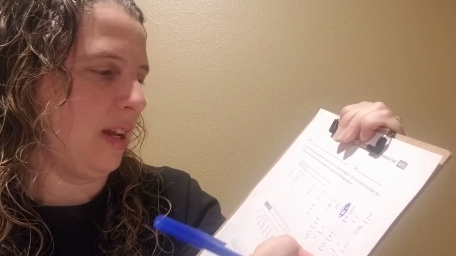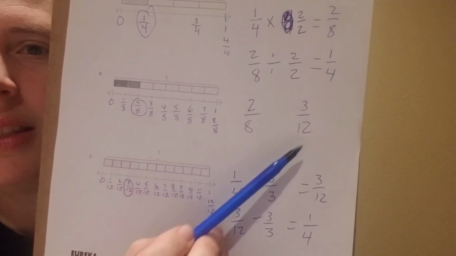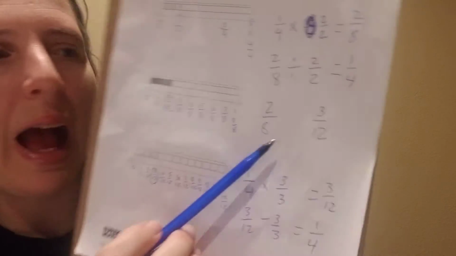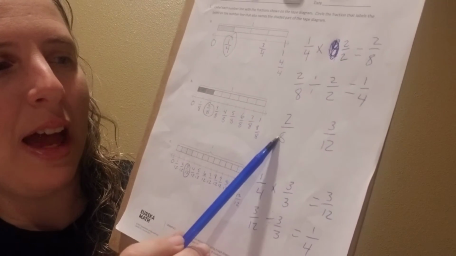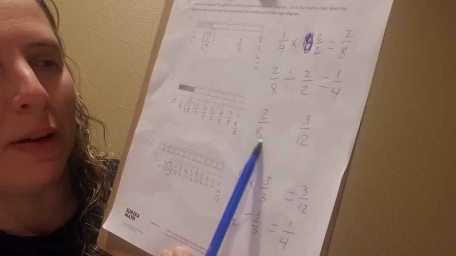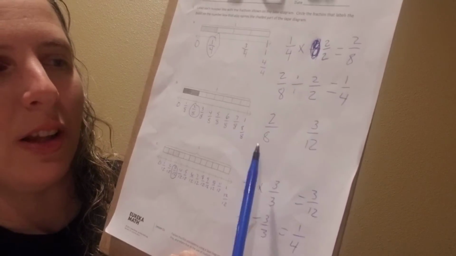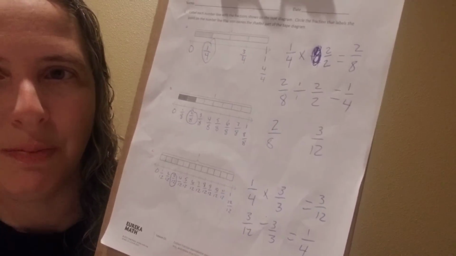Look at this. 2/8, don't write this. And 3/12. When I look at these, I can't find something that I can divide or multiply. Well, here it's multiply because I'm starting with the smaller denominator going to large. I can't multiply 8 by something to equal 12 because 8's not a factor of 12. What I can do is find something they have in common. So don't write this.